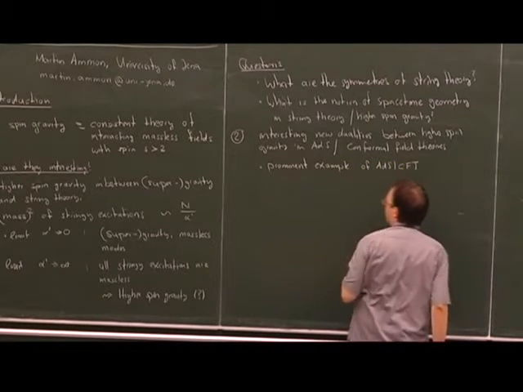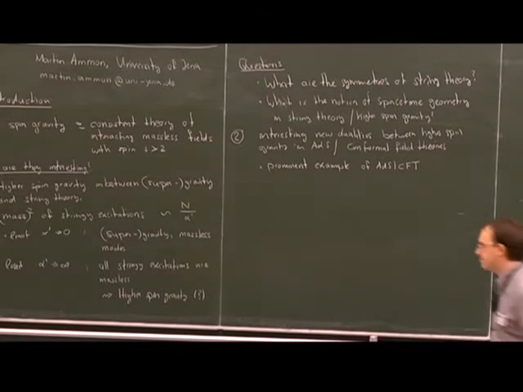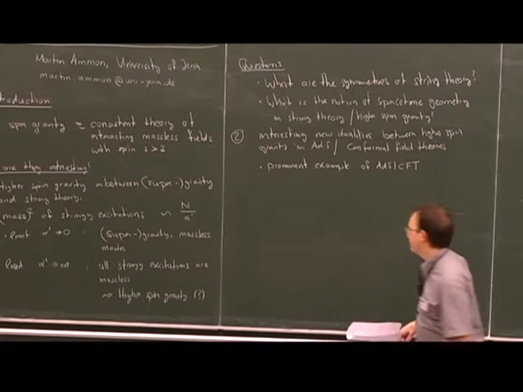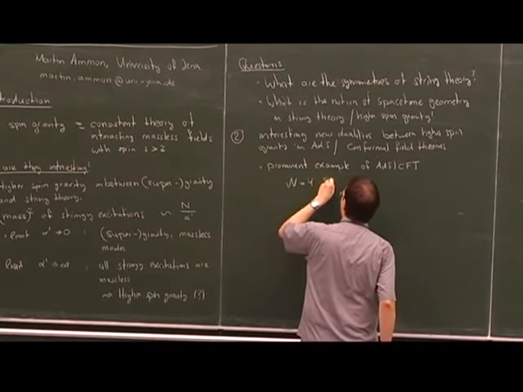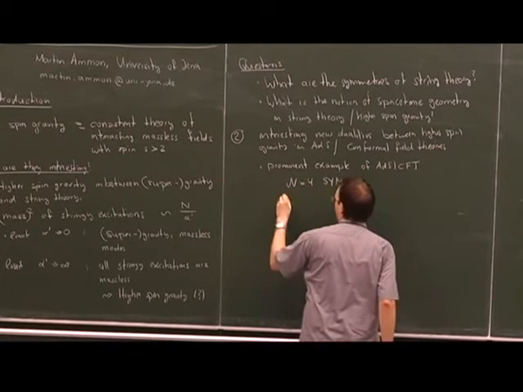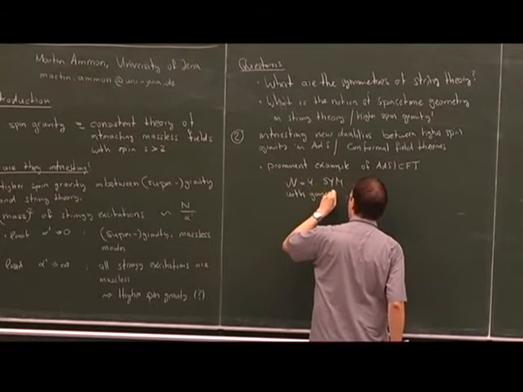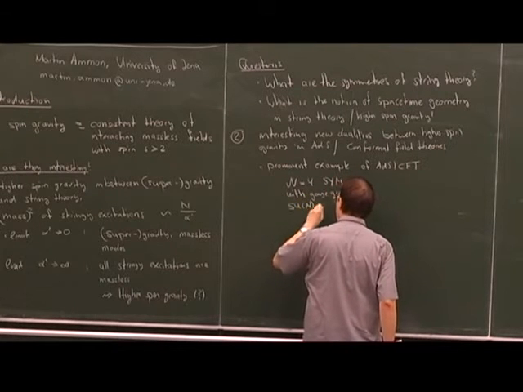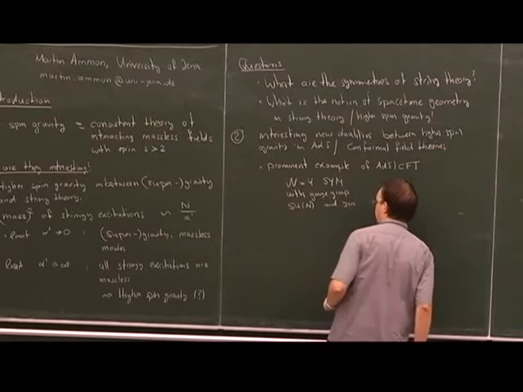And so this is a relation which can be derived from the near horizon limit of these three branes. And the one who found it will be here next week, so please postpone all questions to him. So N equals 4 super Yang-Mills with gauge group SU(N) and coupling constant g_YM.